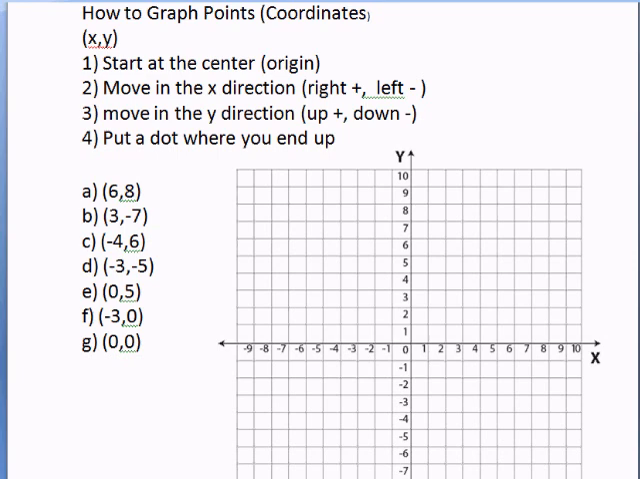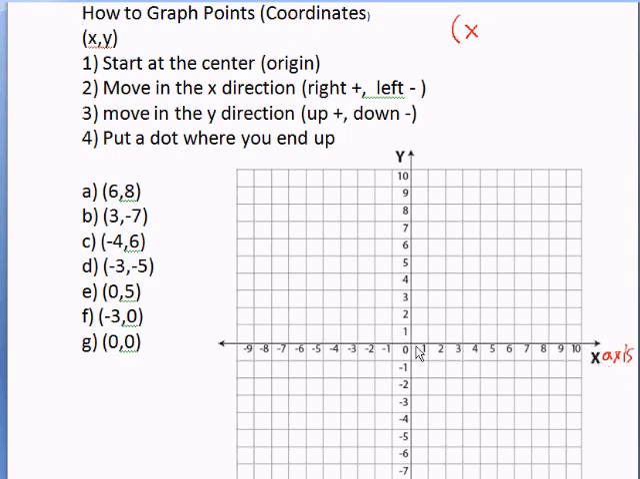Okay, this video is on how to graph coordinates or points. Each coordinate has two parts. It has an x part and it has a y part. The x part deals with the x-axis. This is the x-axis.